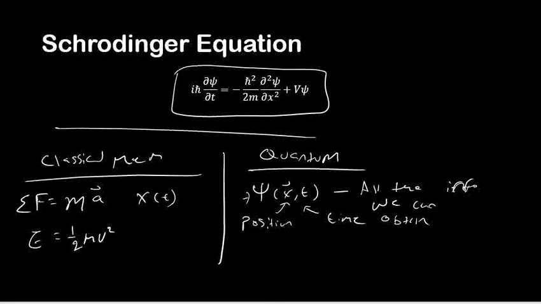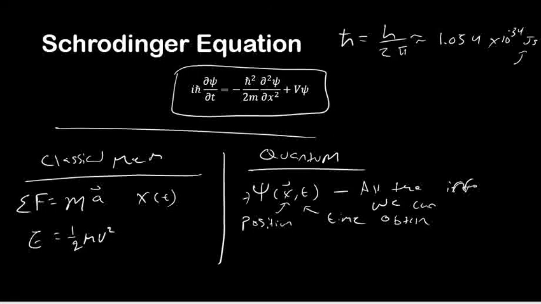So we have h bar. So h bar is a constant. It's a constant that equals Planck's constant divided by 2 pi, which is approximately equal to 1.054 times 10 to the minus 34 joule seconds. So we can see that this right here is the units. It's in joule seconds.